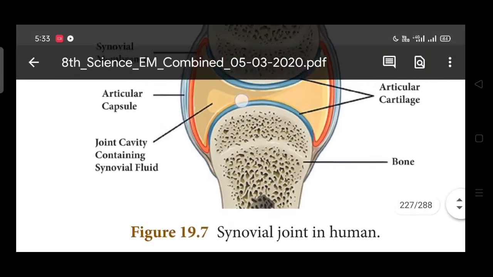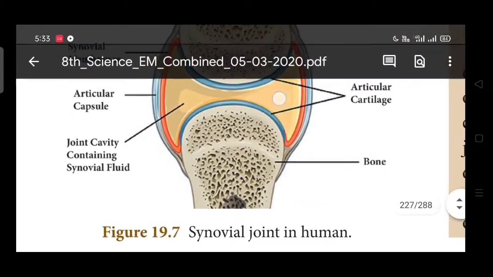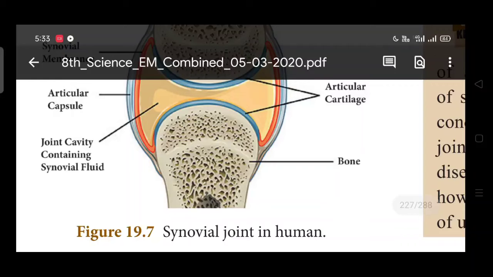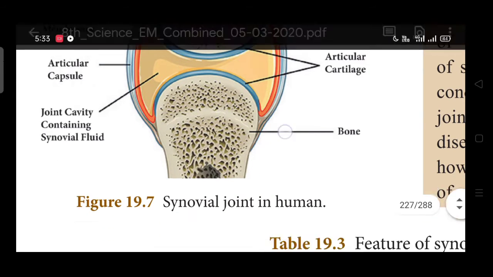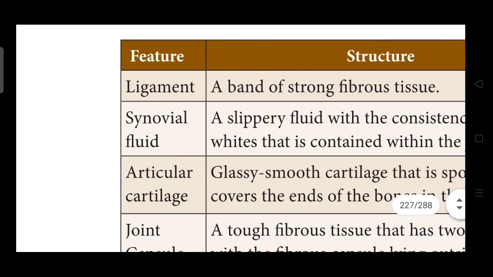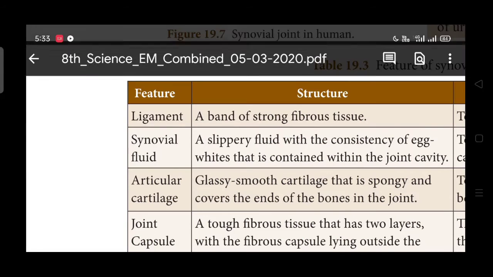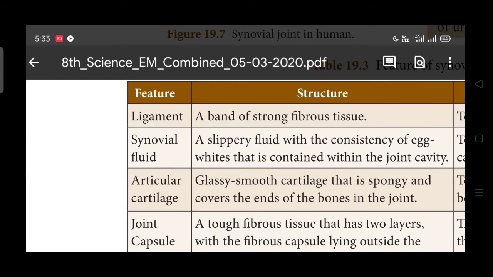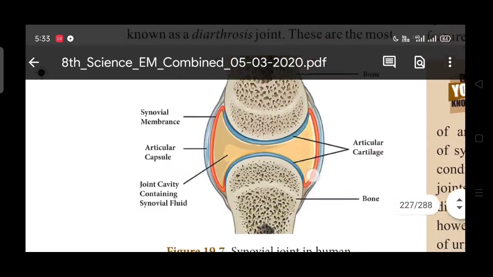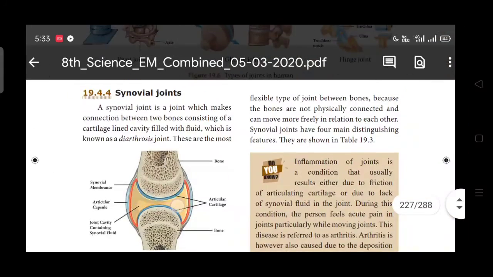Look, here is the articular space. This articular space is filled with fluid. That fluid is called the synovial fluid. It is a slippery fluid with the consistency of egg white, contained within a joint cavity. It is present within the joint cavity. This is the joint cavity.